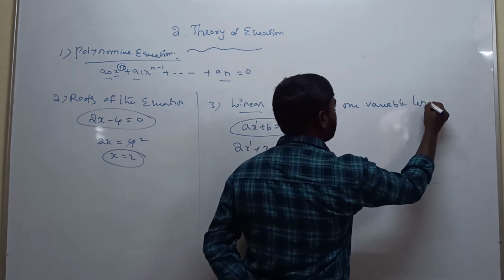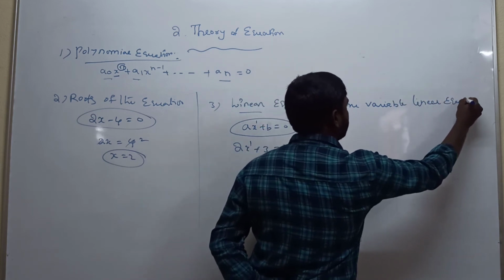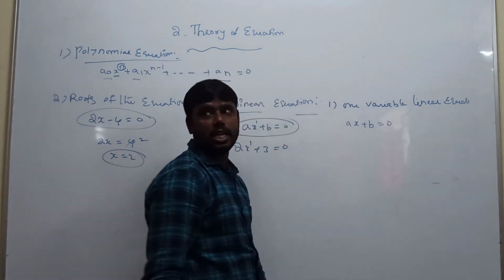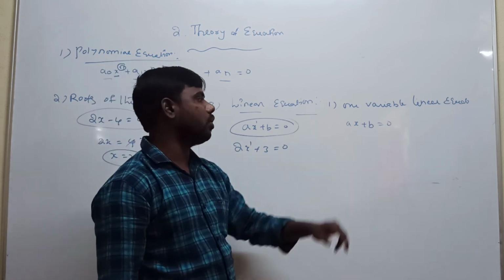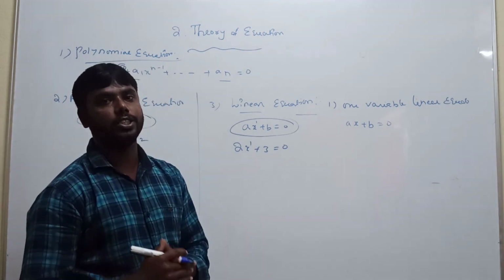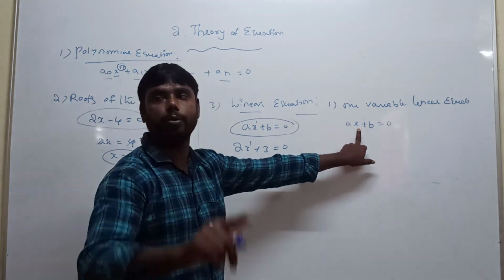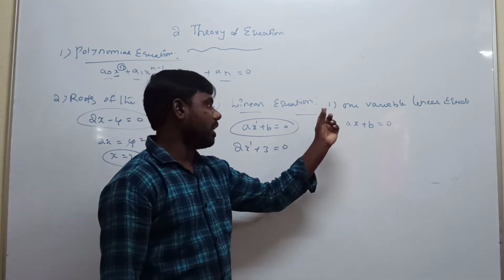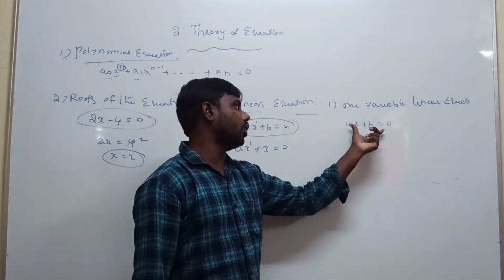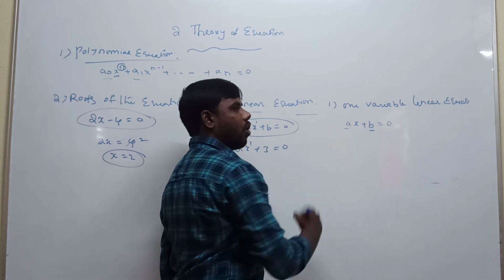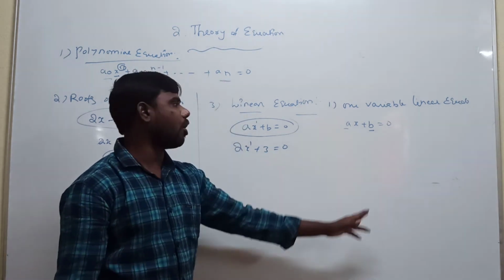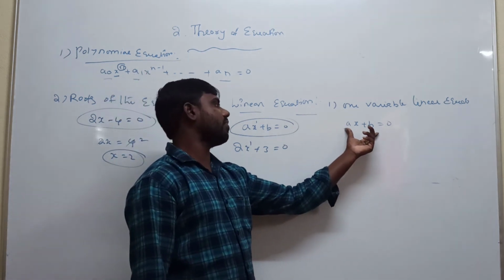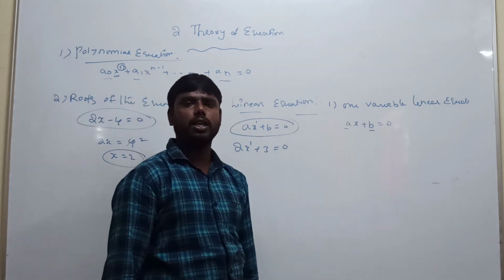A one variable linear equation means an equation of the form ax + b = 0, where a and b are constants and x is the only variable. That's why we call it a one variable linear equation. How many variables are there? x only. Only one variable, so this equation is called a one variable linear equation.